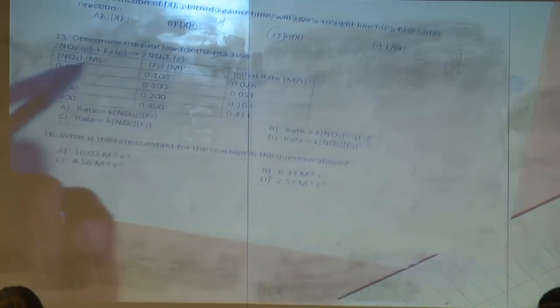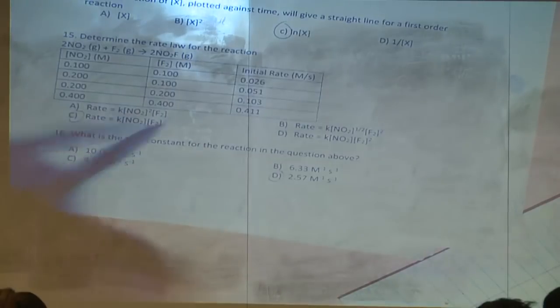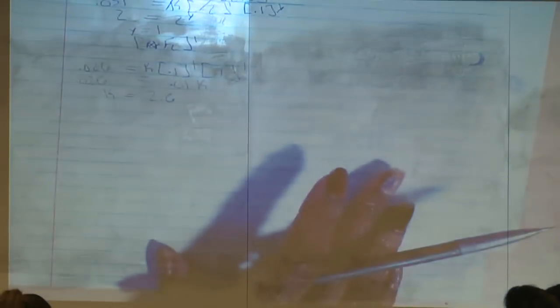So we're going to look at any set of data. It doesn't matter which one you look at because you already know the order for all of them. So I just chose the first one. The initial rate for the first one is 0.026. So 0.026 equals K times concentration of NO2 and F2, which are both 0.1, and they're both first order. So we multiplied 0.1 times 0.1, and you get 0.01. And then we're looking for K, so we're just going to do 0.026 divided by 0.01. And you should get 2.6.